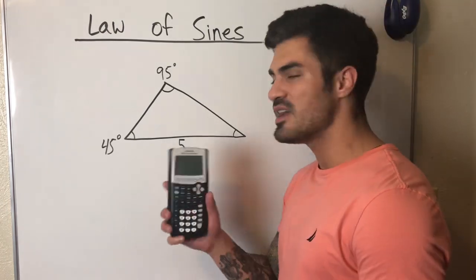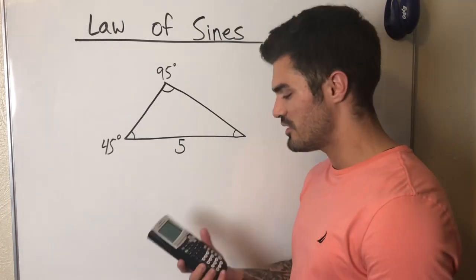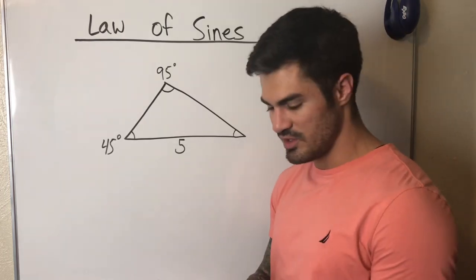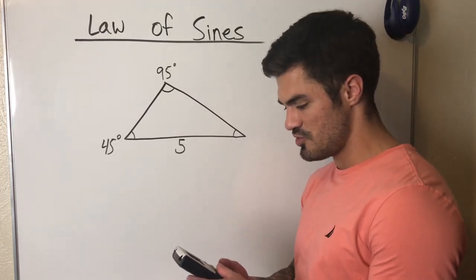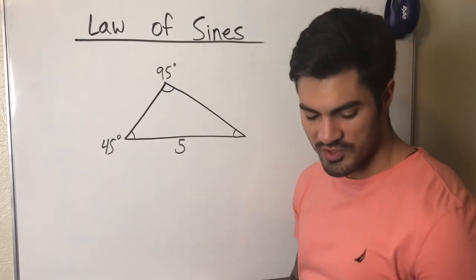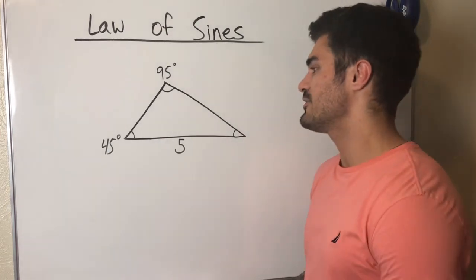I am using a TI-84. You will need a calculator of some kind for these kind of problems. I'm using a TI-84. If you're using something like this, just make sure you have it set to degree mode. I'm going to go ahead and check. All right, we're good to go. All right, so I'm going to get started with solving this triangle.